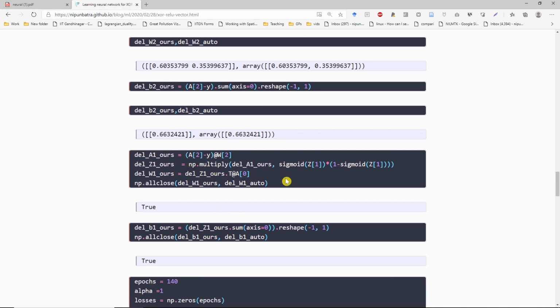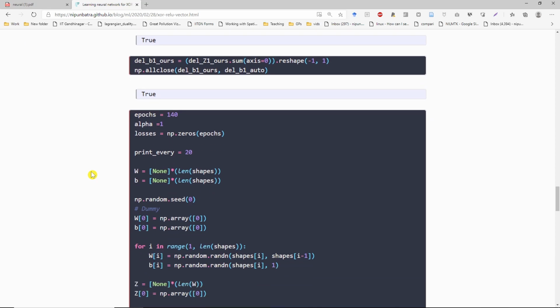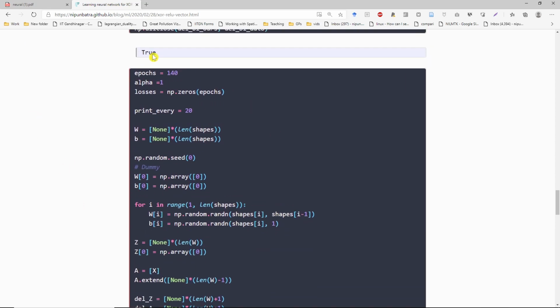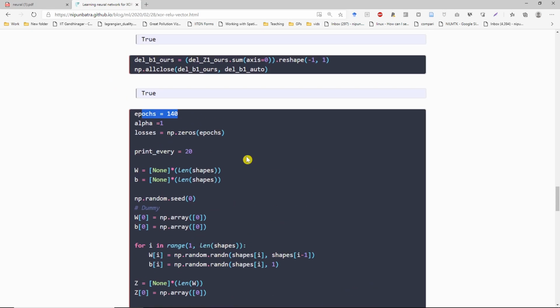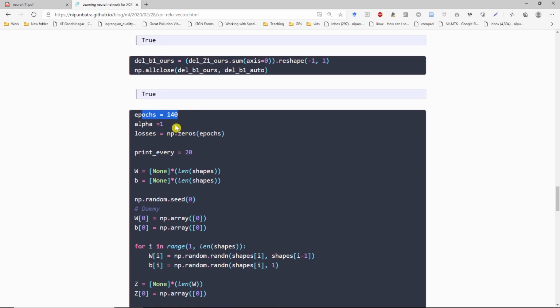I've similarly done the gradient calculation for our method with respect to A1, Z1, W1. These are basically the formulas that we have written in the slides. For A1 it's A2 minus Y times W2, and for Z1 we do an element-wise multiplication, and so forth, and I do an allclose on the set of parameters and they're close, which is very satisfying. Finally I've run the gradient descent procedure. I've used a high learning rate and 140 epochs. You could vary these things and change the objective with respect to the number of samples, etc.